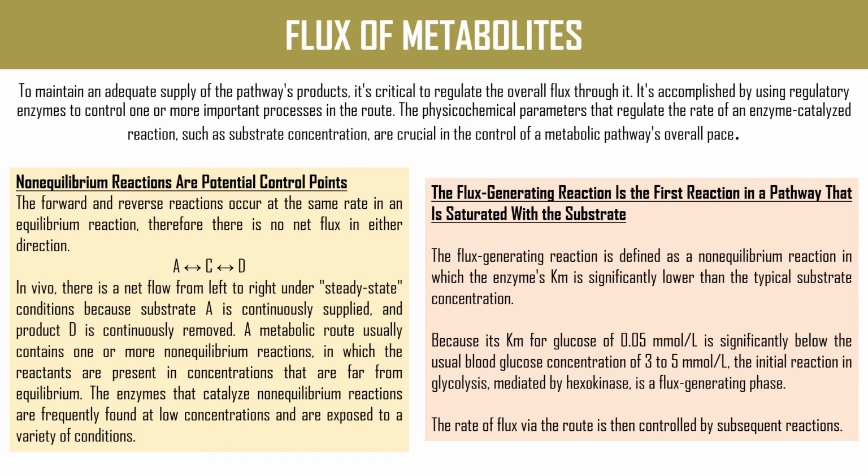Flux generating reaction is defined as a non-equilibrium reaction in which the enzyme's Km is significantly lower than the typical substrate concentration. Because its Km for glucose of 0.05 is significantly below the usual blood glucose concentration of 3 to 5, the initial reaction in glycolysis mediated by hexokinase is a flux generating phase. Rate of flux via the route is then controlled by the subsequent reactions.